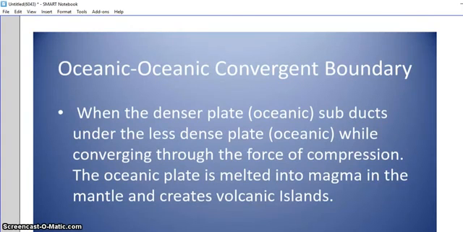Okay, the oceanic-oceanic convergent boundary is two ocean plates coming together. Since they are both dense plates, the denser of the two will sink, through again that force of compression. Instead of volcanoes on land, it will form islands. It will create volcanic islands like Hawaii. I want to go there right now. And like Japan. Oh, yeah, Japan.